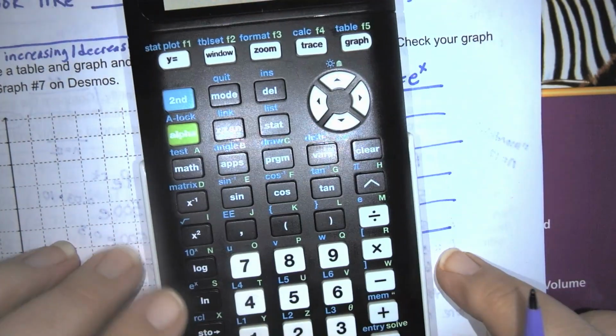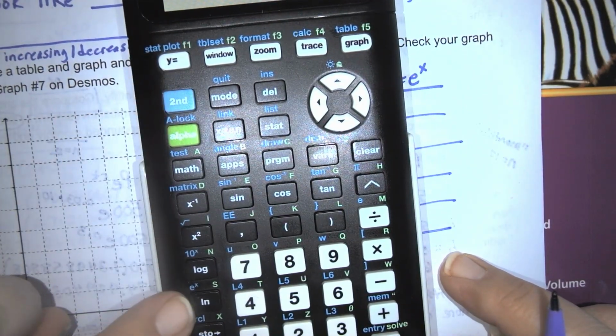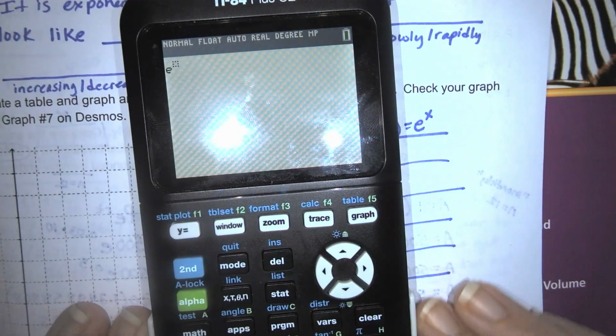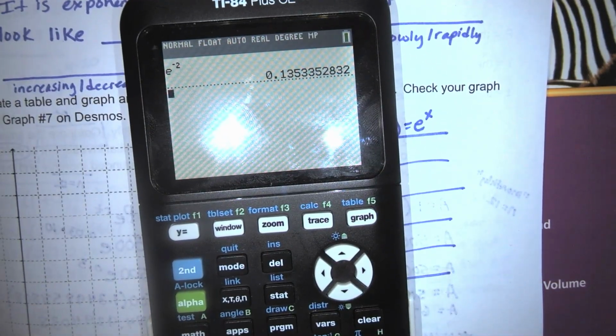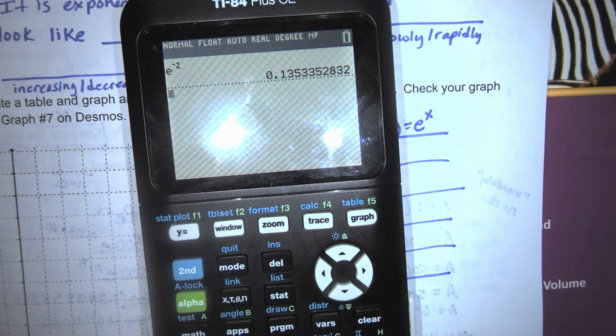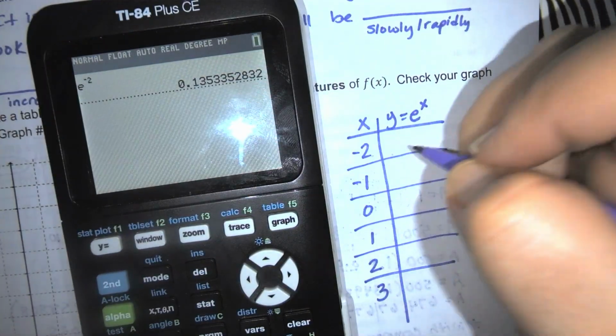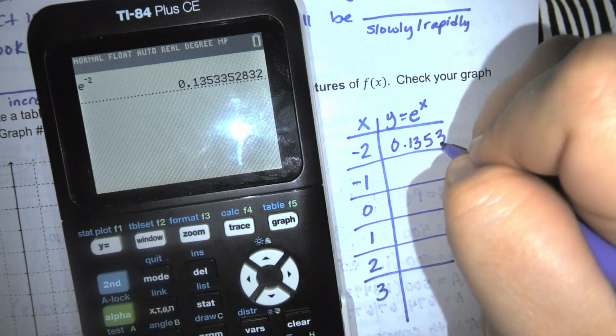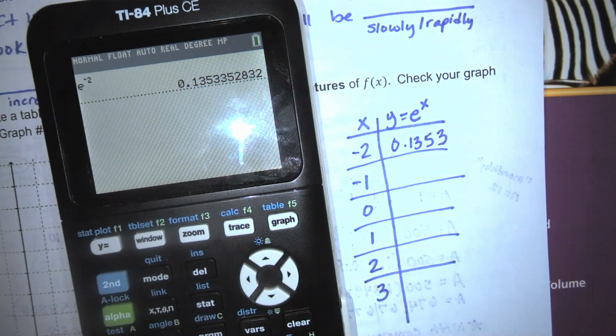You're going to go down here, you're going to hit second, then you're going to press this one that looks like an LN. It has a little e to the x, and then you're going to type in -2, write down your answer. I would say let's go to about 4 decimal points. So for this one, we can put 0.1353, because after that 3 is another 3. So now do -1, 0, 1, 2, and 3.